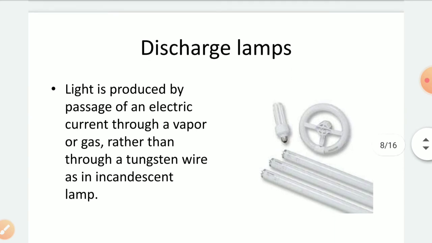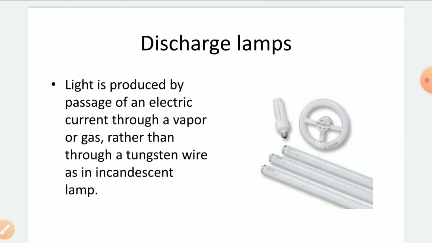The next type is discharge lamps. As the name itself says, some electric discharge takes place in this particular case. Discharge lamps came into existence to overcome the drawbacks of incandescent lamps. The color of a discharge lamp is similar to that of natural light. Light is produced by the passage of electric current through a vapor or gas rather than through a tungsten wire. In the incandescent lamp, there is a tungsten wire.